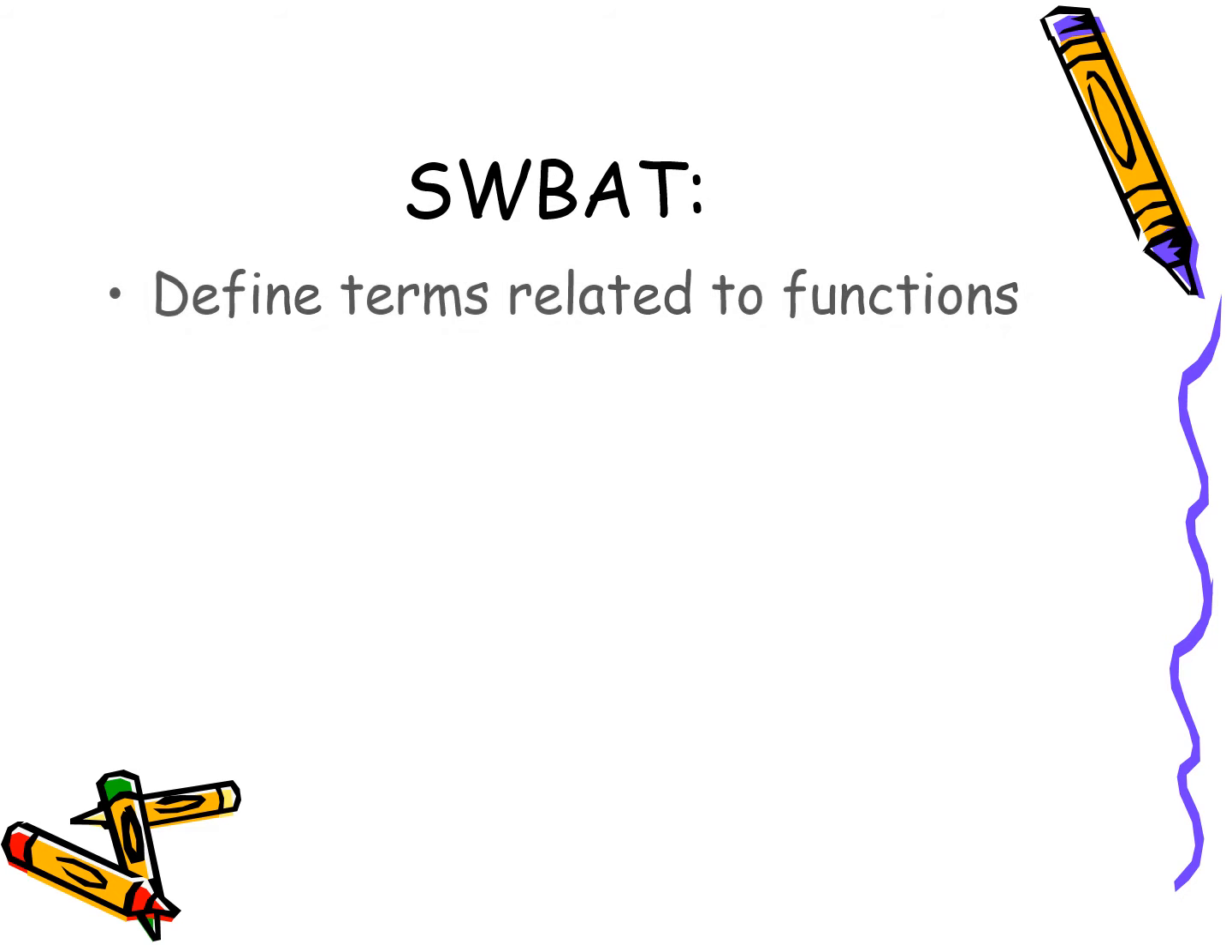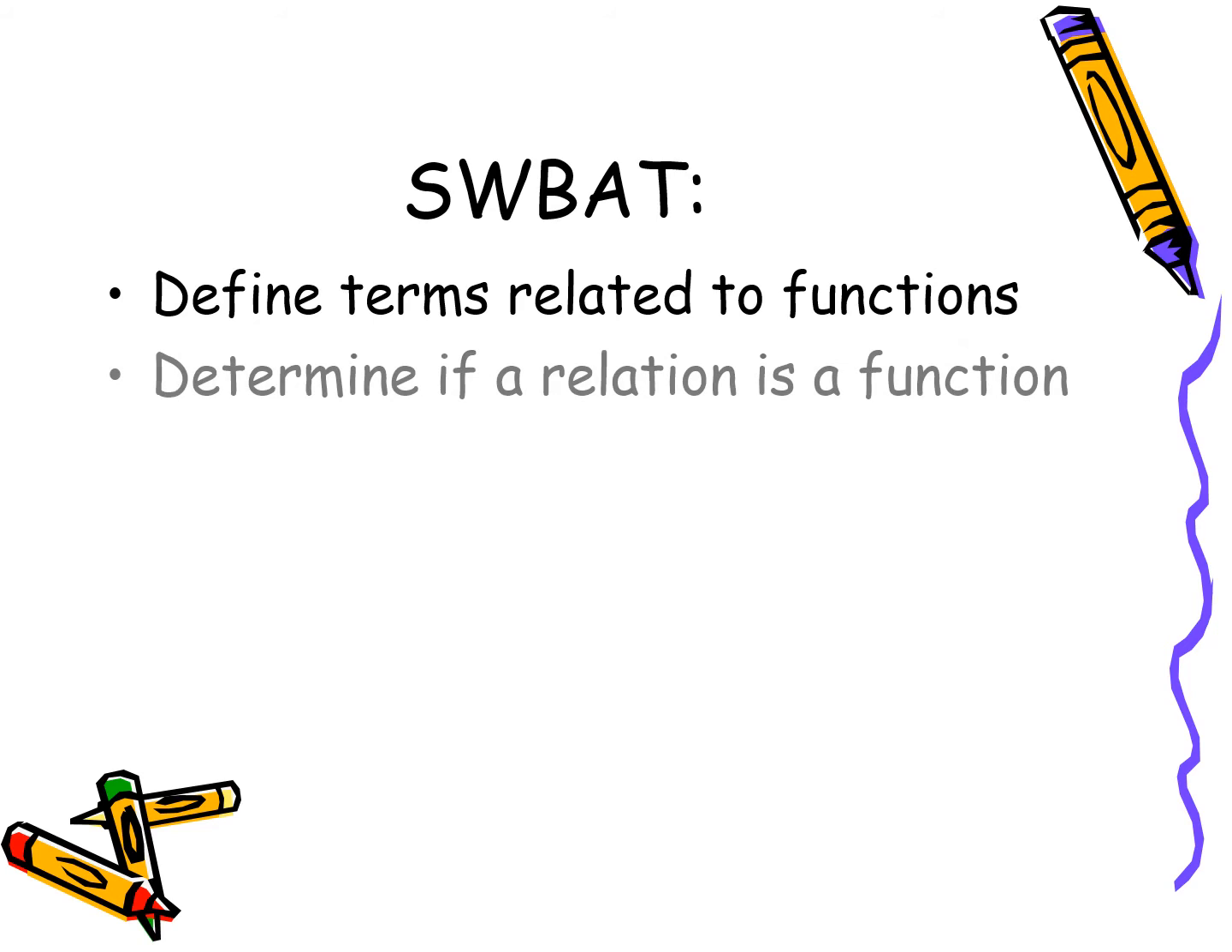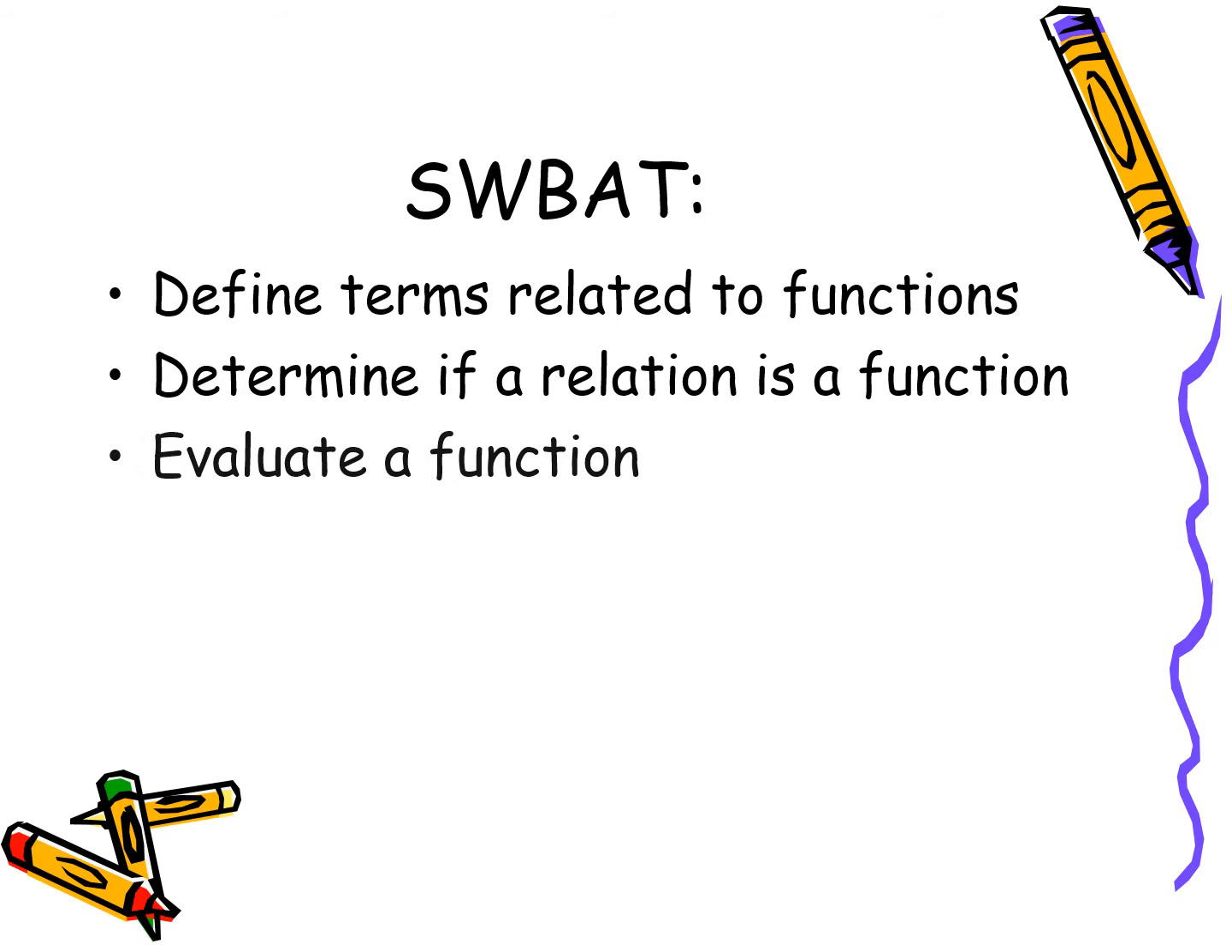Our objective today, which you want to write down for your objectives on page 2 in your notes, is that we're going to define terms related to a function. Then we're going to determine if a relation is a function, and then we're going to evaluate that function. So I know there's not enough room to write all of that down, but please write as much of it as you can. Let's start with the definition.